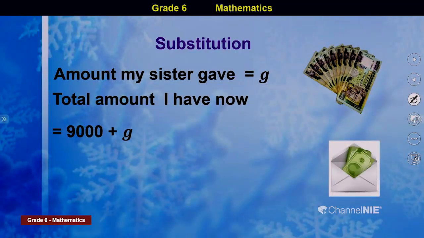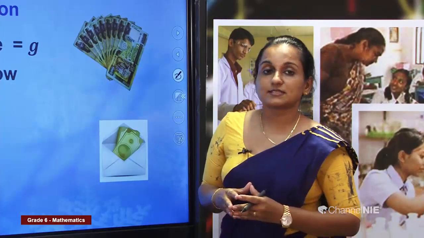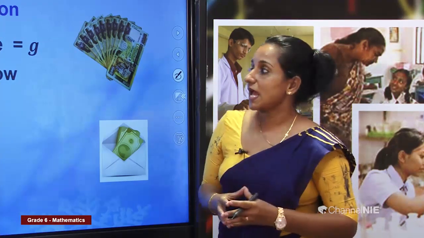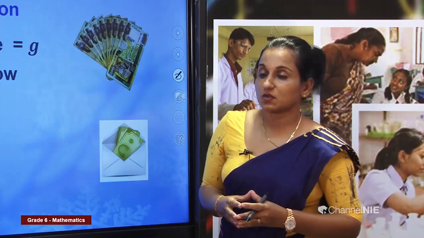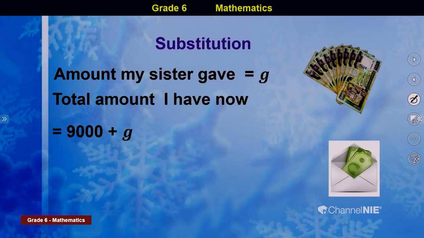Do you remember this one? I had 9,000 rupees. My sister gave me some amount. I didn't know the amount that sister gave, so I used an algebraic symbol for that, which is G. Then later I found out that my sister gave me 6,000 rupees. That means G becomes 6,000. I can write it like this: G equals 6,000.